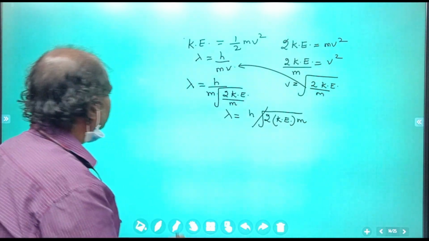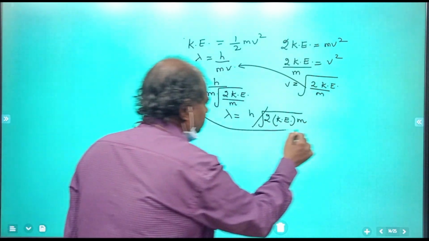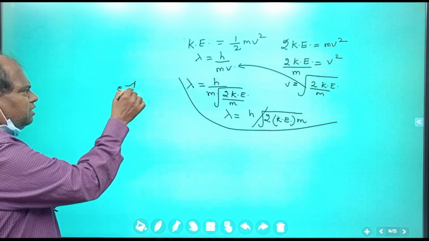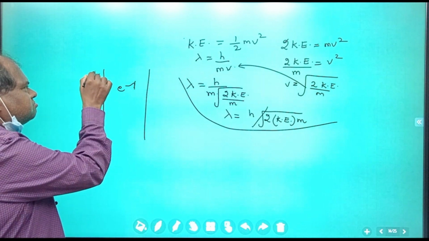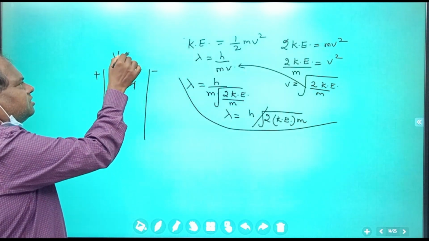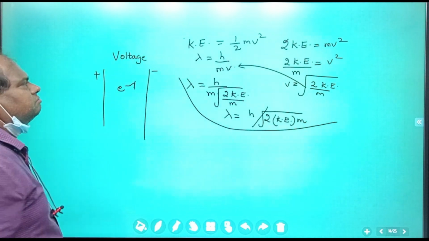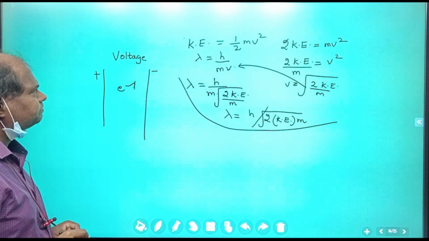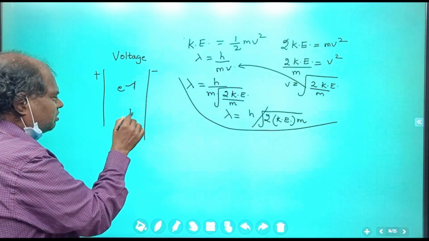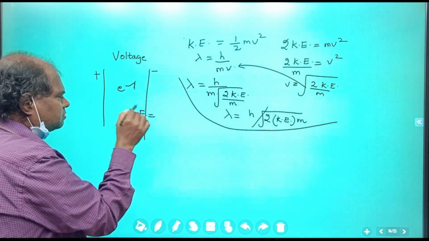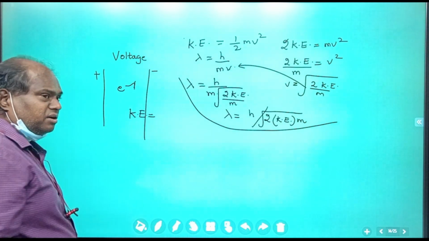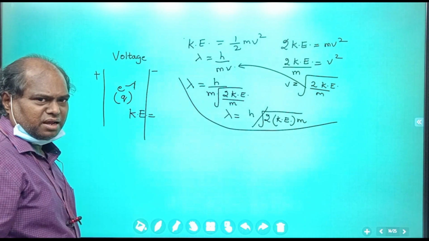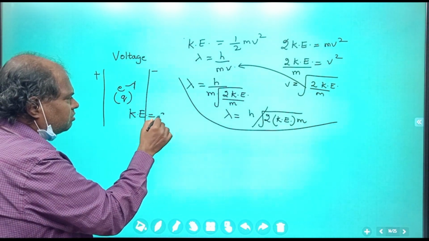One more interesting thing we have got here. Suppose I take an electron. I apply a voltage V. Then what is the wavelength? The third part is you apply voltage. Then in that case, the kinetic energy is equal to, now students, instead of taking an electron, you can take some general charge also, like you can take Q. You can take electron or you can take Q. Then in that case, kinetic energy will be equal to Q into V.